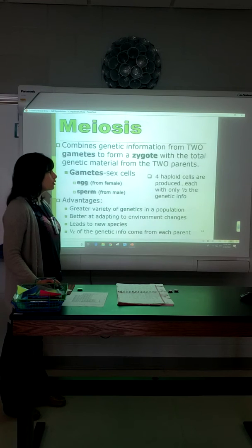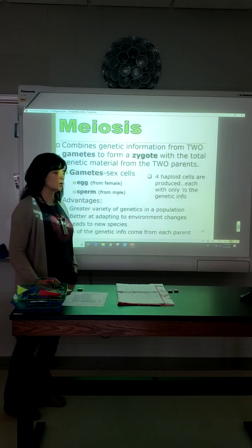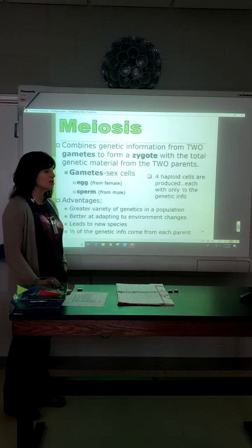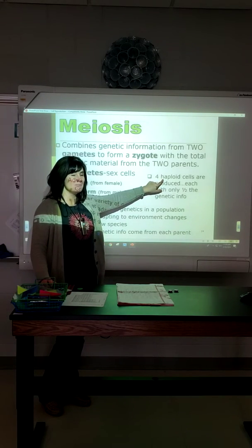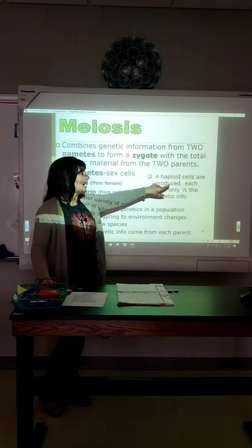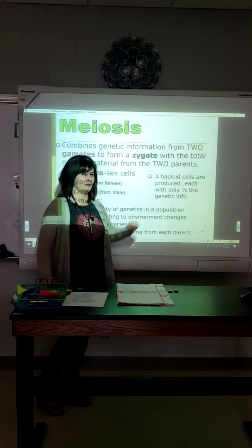So you get 4 haploid cells that are produced with only half of the genetic information. We'll talk about that a little bit more. But we had the other word, diploid, meaning double, like 2N. Haploid is going to be half of the information.